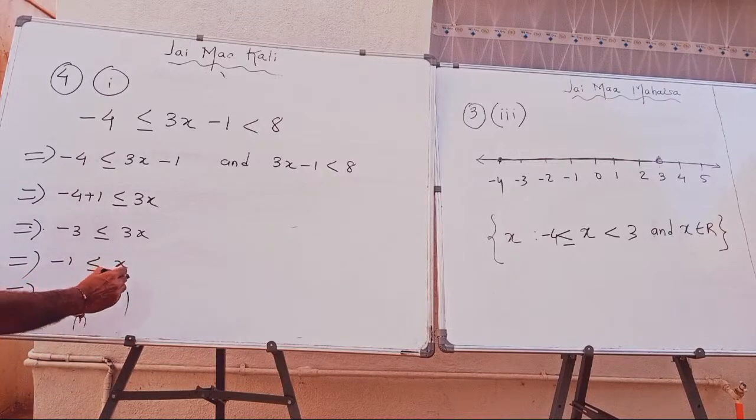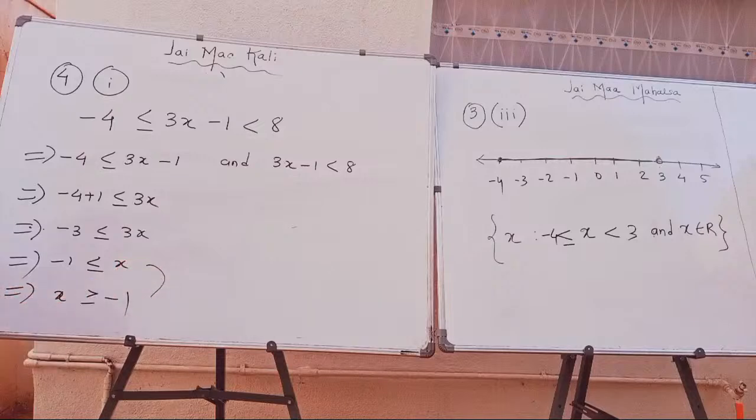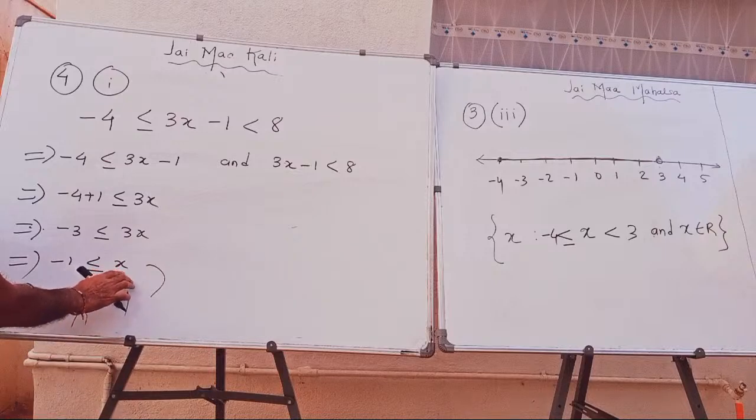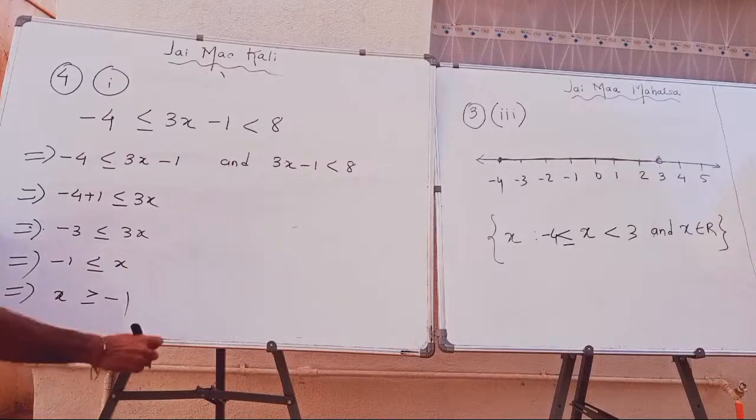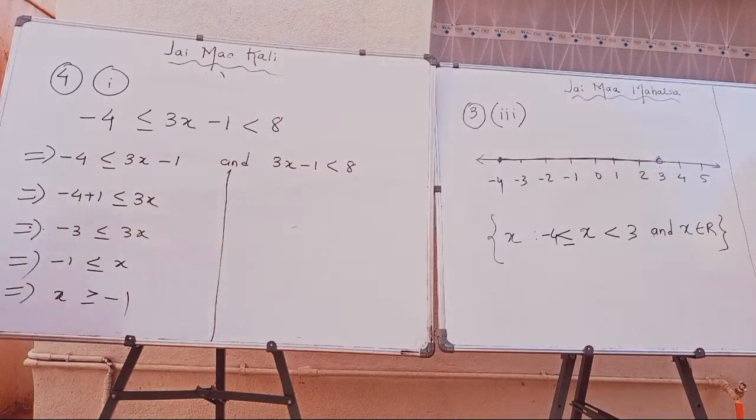I hope you got this. Whichever side there is x, it's greater than, so I just change the side of x also. Or you can multiply by minus 1 on both sides, but that's not required, don't do that. Even if you bring this here and that there, you will get this. So x is definitely greater than or equal to minus 1.